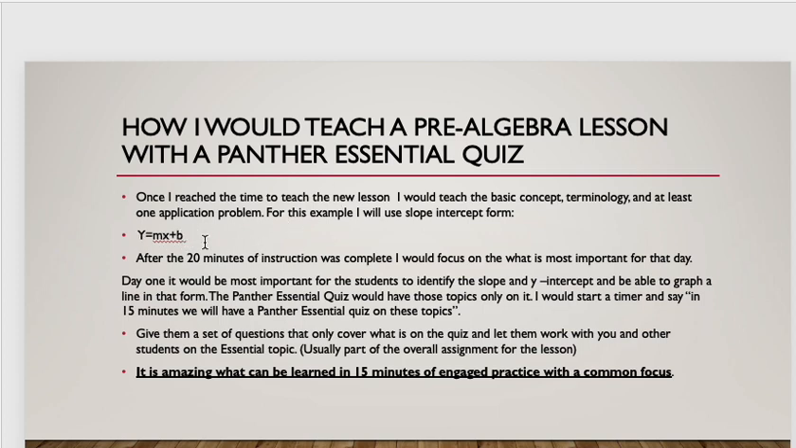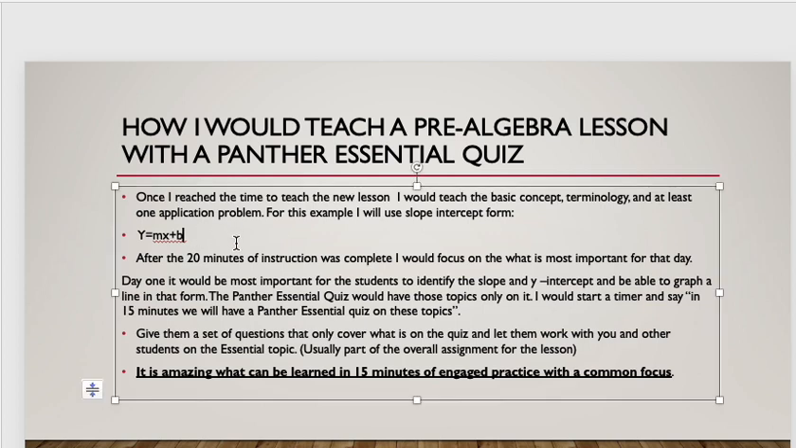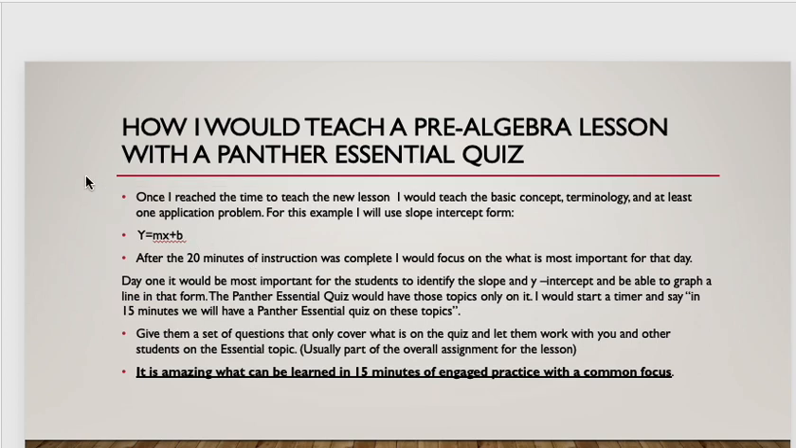I would go ahead and then decide that my essential standard is this. They have got to know how to identify the slope and the y-intercept of a problem in slope-intercept form, and they would also probably need to know how to graph it, essentially on the first day. So after the 20 minutes of instruction, I would focus on what is most important, and that's what I would pick as my actual Panther Essential Quiz.